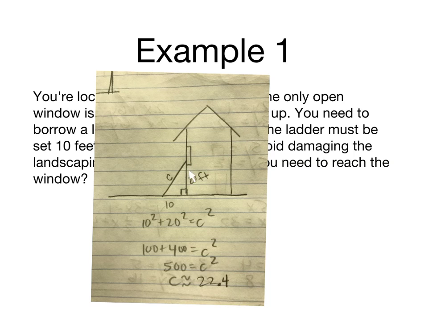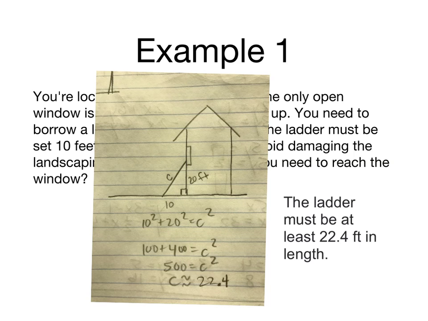So the height above the ground, the distance from the house that the ladder has to sit, and we don't know the length of the ladder, so we're finding the hypotenuse. So 10 squared plus 20 squared equals c squared. 100 plus 400 equals c squared. 500 equals c squared. And that means the solution of the problem is, the ladder must be at least 22.4 feet in length. Actually it was like 22.3606, so you have to round it off. So 22.4 feet in length.